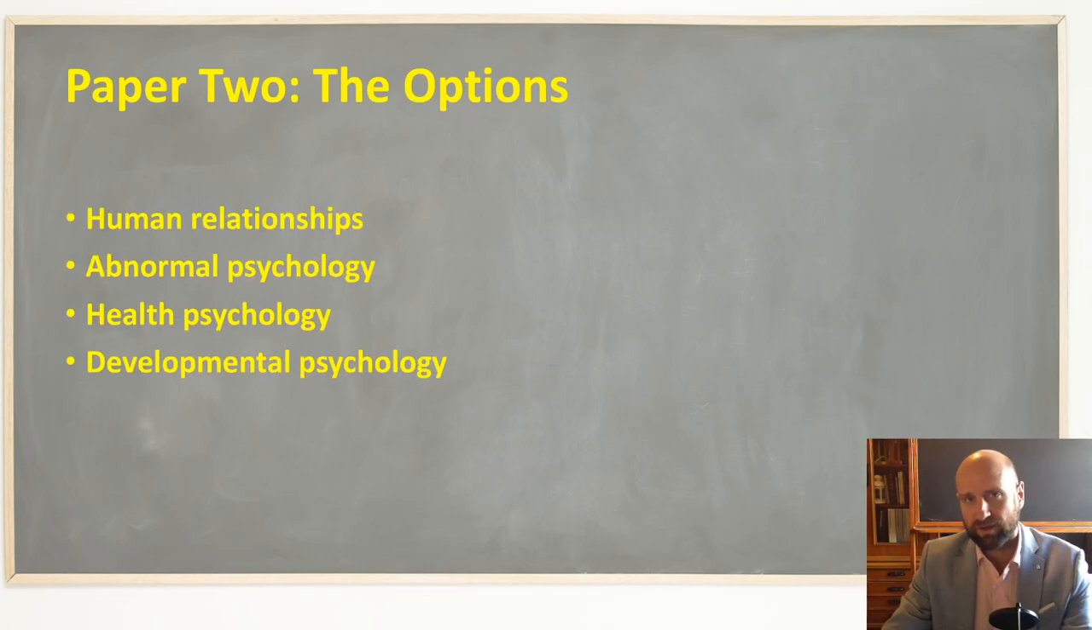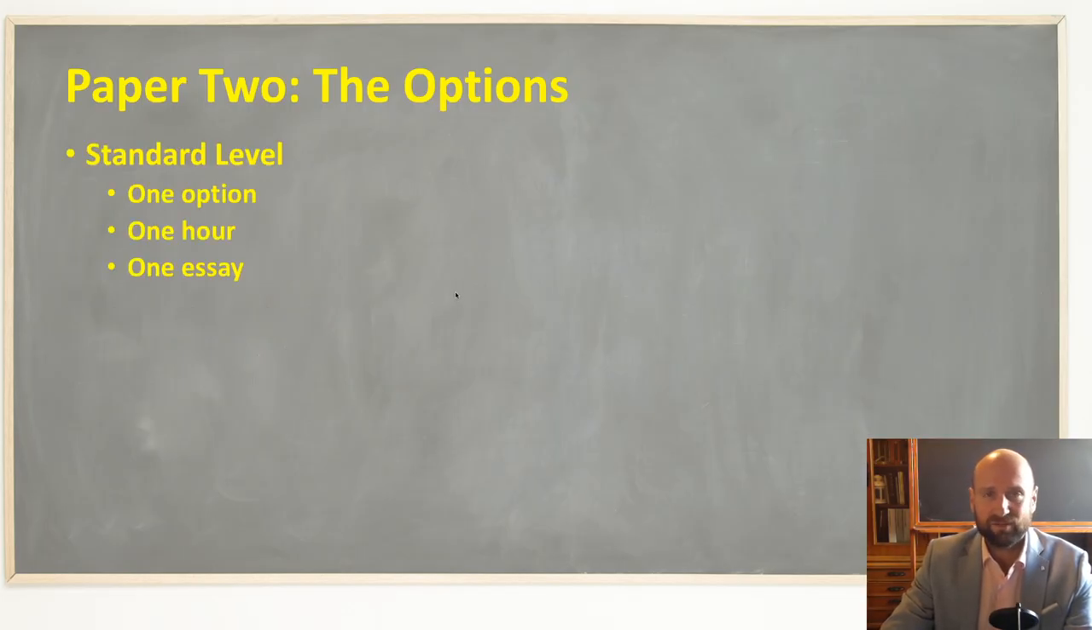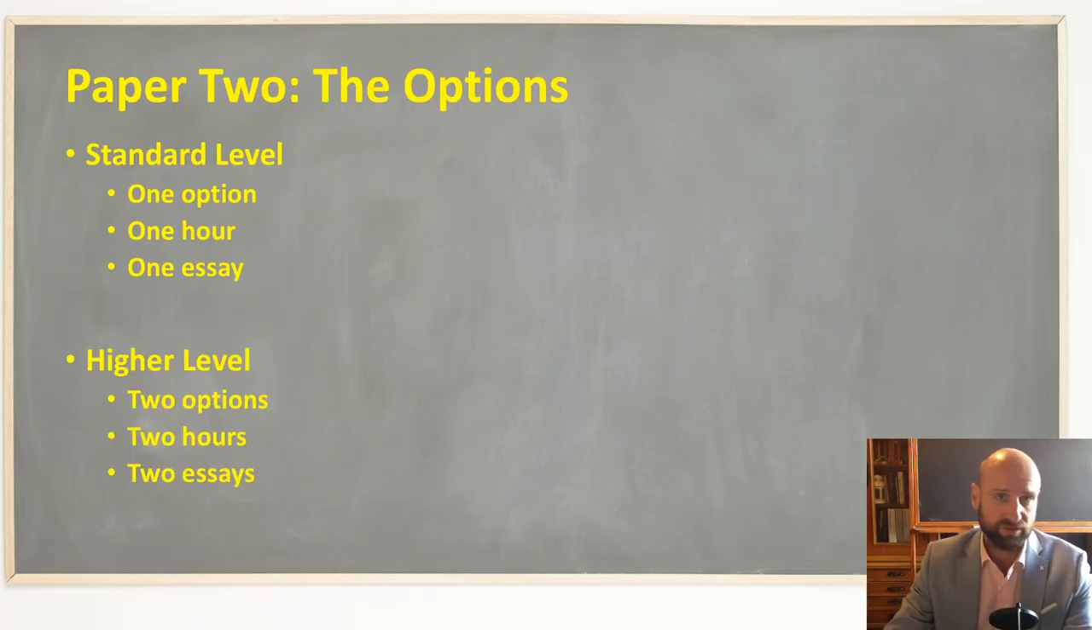So just a quick refresher, paper 2 is based on the 4 options. Standard level, you have 1 option, 1 hour, you write 1 essay. Higher level, 2 options, 2 hours, 2 essays. Abnormal psychology is one of the most popular alongside human relationships, which is why I'll explain that one in this.